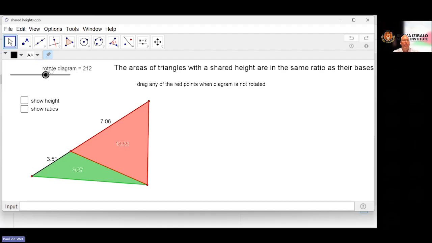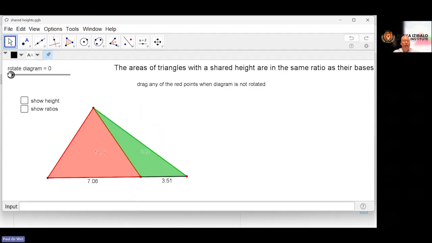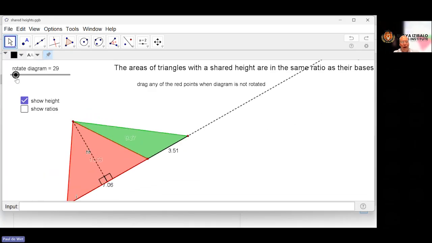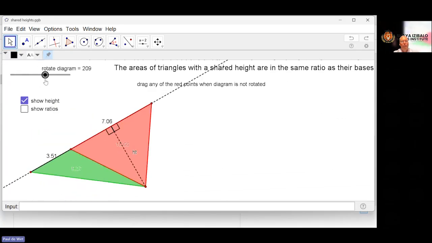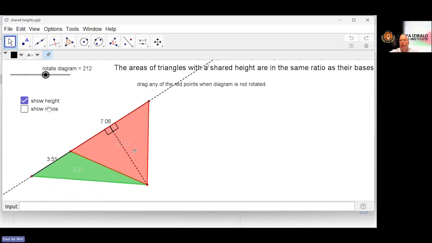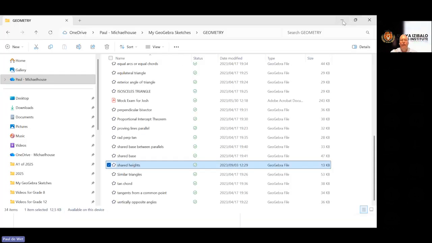I'm going to turn the diagram around. And do you see that they share a height now? There's the height. They still share the height when we turn the diagram around, but it's not so obvious. So in the exam, often with a geometry question, it will help you to turn the page. Often when you turn the page, you're looking at it from a slightly different angle and you're able to see things. Okay, right.